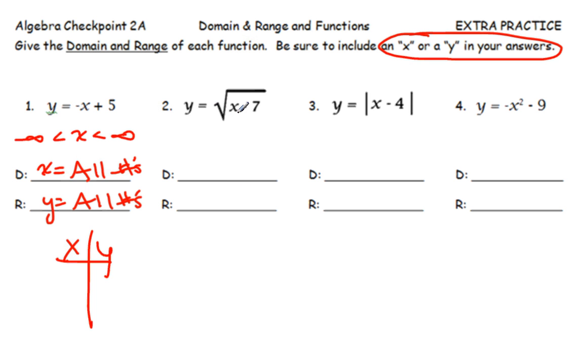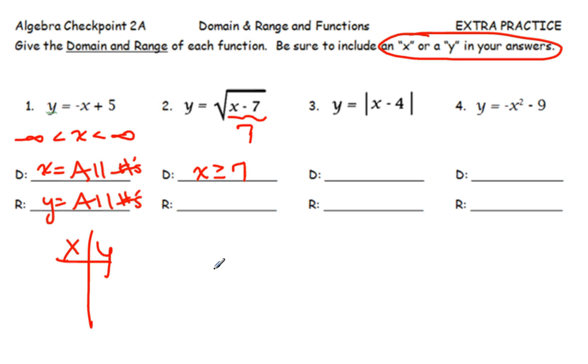Number two is square roots now. I cannot input something that would give me a negative under the square root, because I can't take the square root of a negative number. So what I usually do is just make this 0, so I know where to start. If I let x be 7, 7 minus 7 is 0, I can take the square root of 0, so that's fine. But if I went smaller, like 6, 6 minus 7 is negative, I can't take the square root of that negative number. So my minimum value is 7. So my domain is all numbers greater than or equal to that 7.